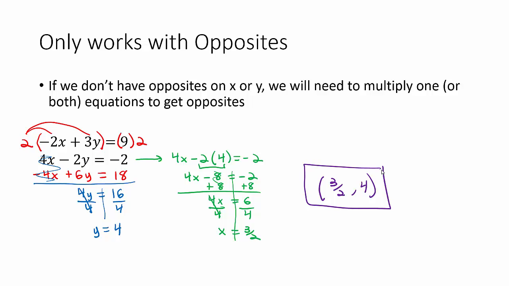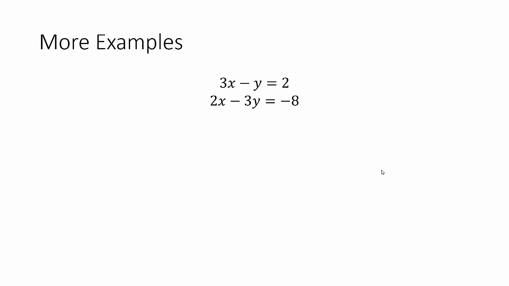We got that solution by multiplying the first equation by 2 because that would create the opposites we wanted in front of one of the variables, in this case, in front of the x's. Let's do some more examples. In this problem, which letter would be the easiest to get opposites in front of?